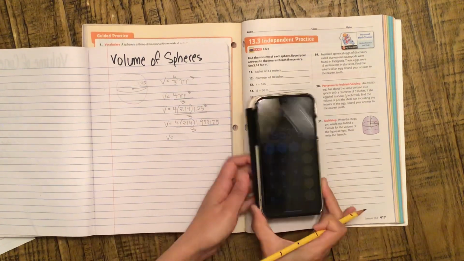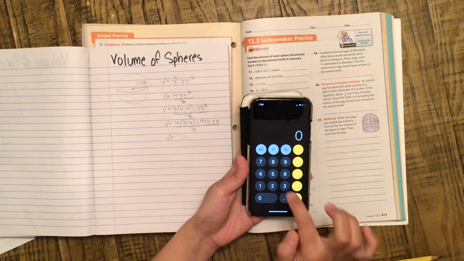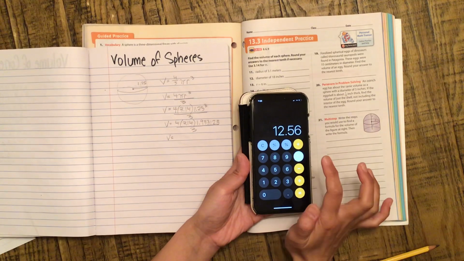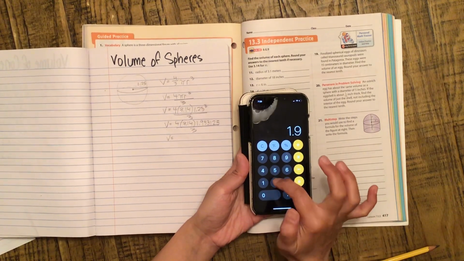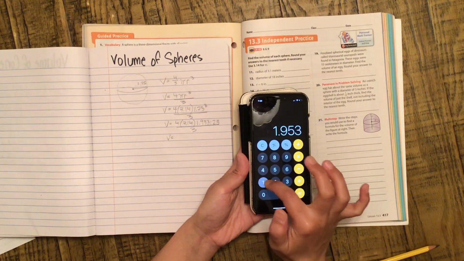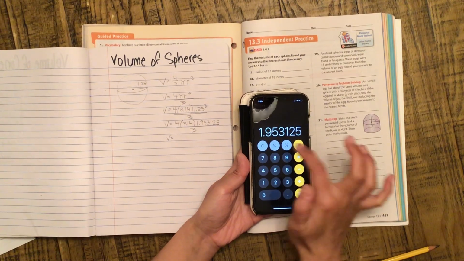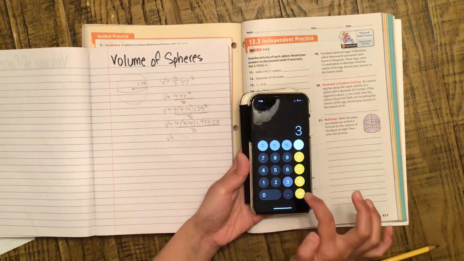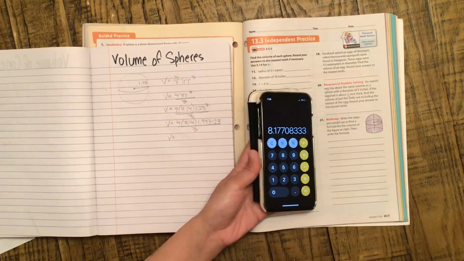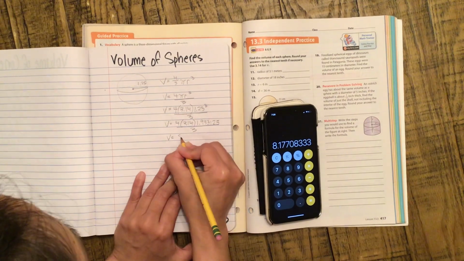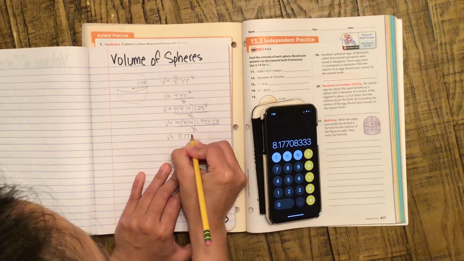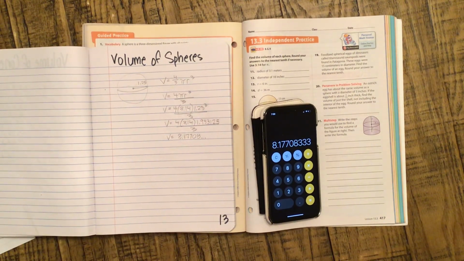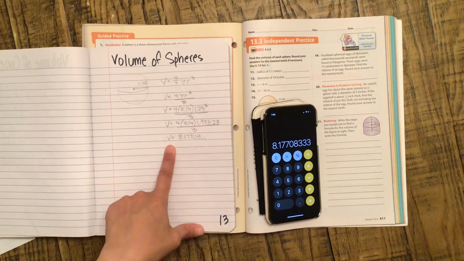Volume is equal to, now I'm going to plug that into the calculator. 4 times 3.14 times 1.953125. That whole thing is equal to 24.53125, divided by 3 is equal to 8.17708, and then the number keeps going. I don't need to keep going because I know that I can find my answer.